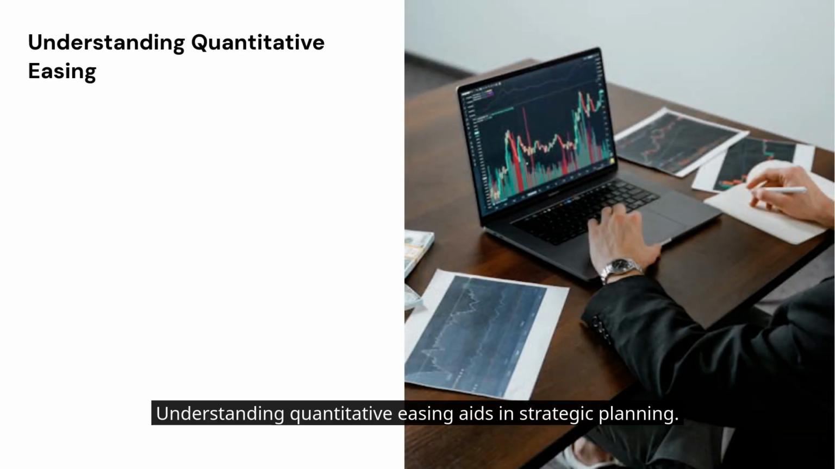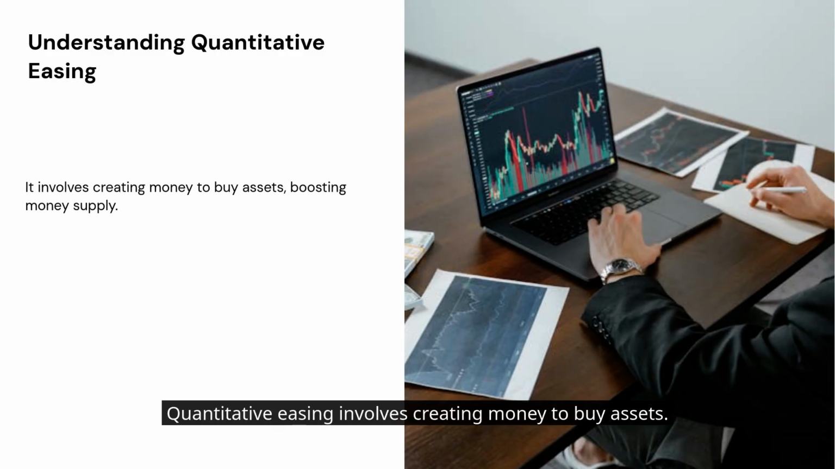Understanding quantitative easing aids in strategic planning. Quantitative easing involves creating money to buy assets. It's used to increase money supply and stimulate the economy. This policy helps avoid deflationary pressures. Let's explore its role in the economic landscape.